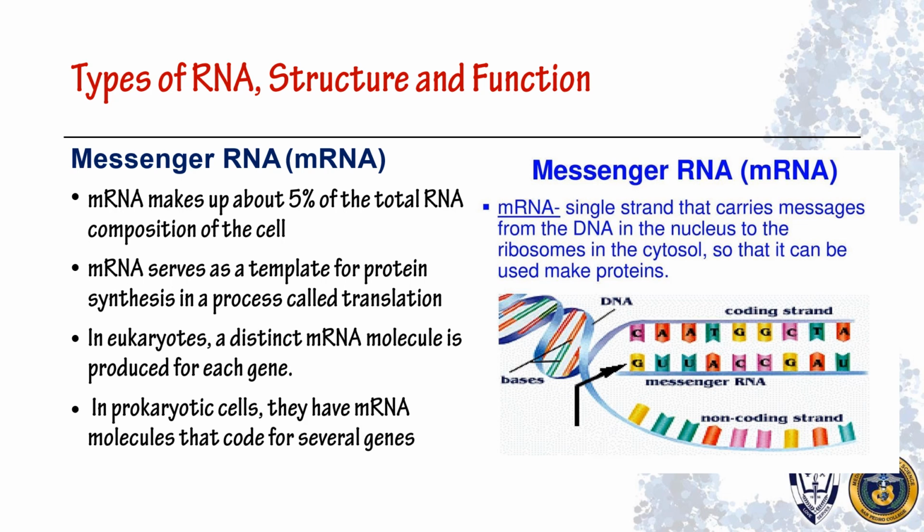So in eukaryotes, a distinct mRNA molecule is produced for each gene. And for prokaryotic cells naman, they have mRNA molecules that code for several genes. So again, messenger RNA or mRNA plays an important role in the transcription of DNA.